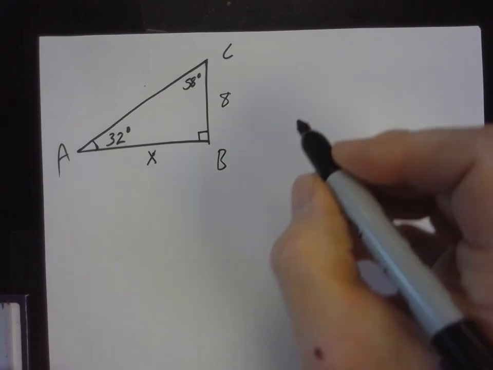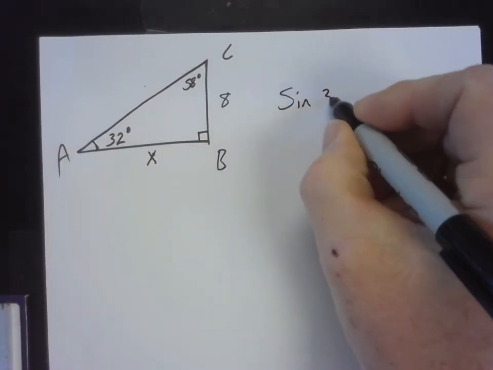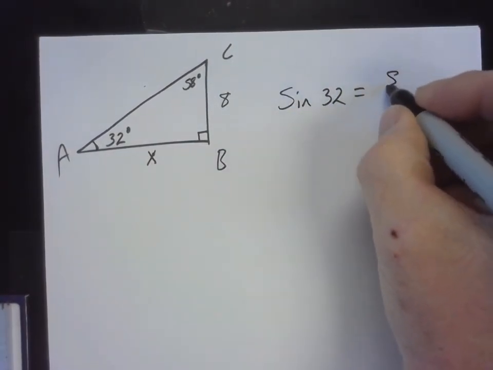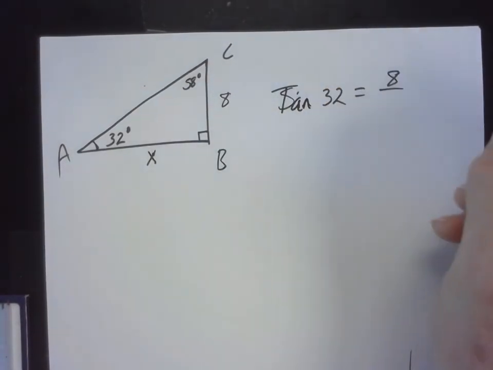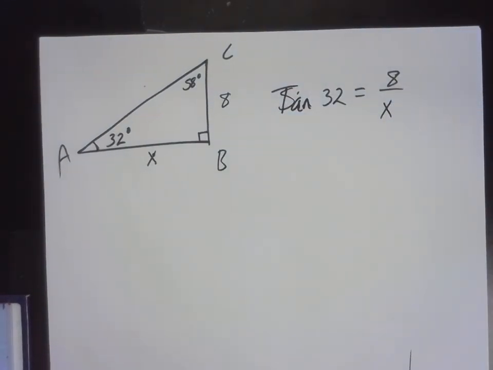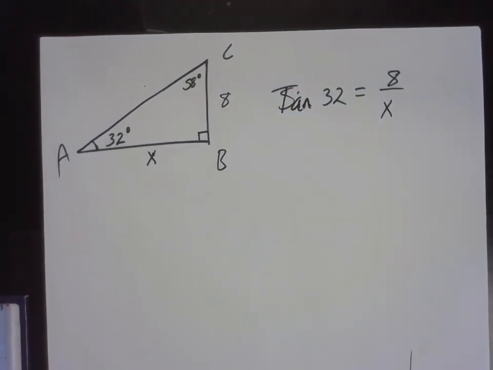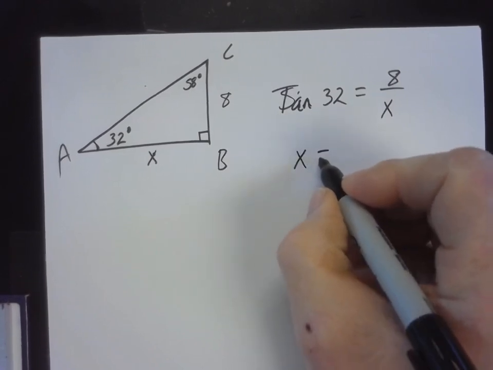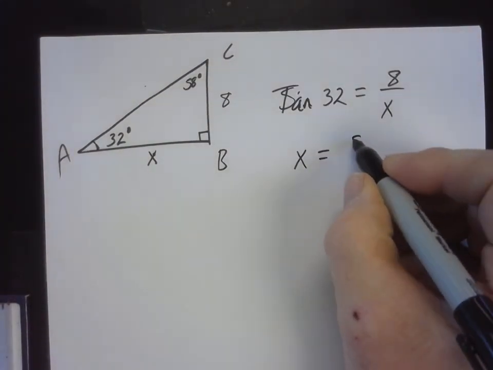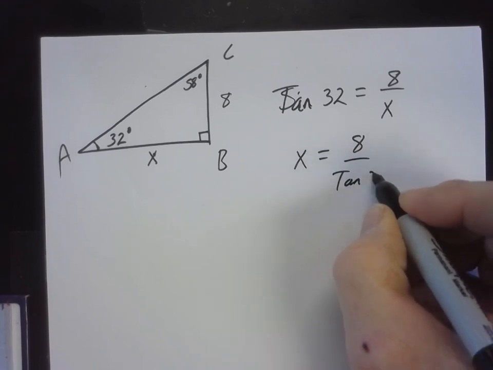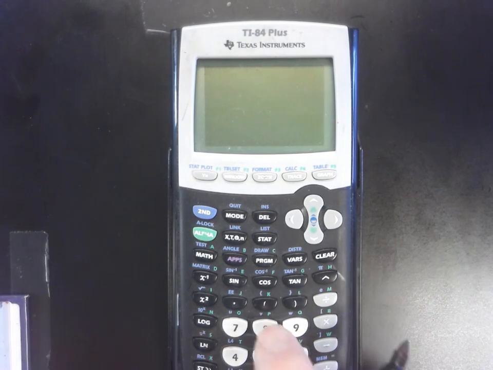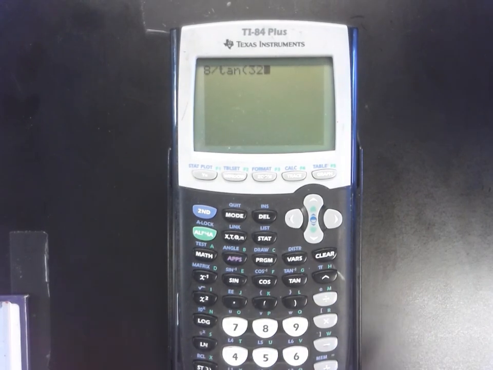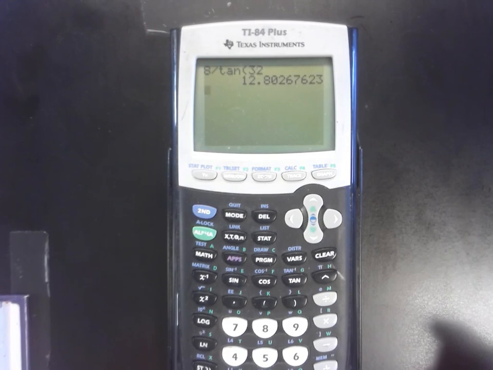Okay. So the sine of 32 degrees equals the opposite over, oh wait, that's tangent. The tangent of 32 degrees equals the opposite over the adjacent. So what does x equal? Okay, 8 over the tangent of 32. So we can get out our handy dandy calculator here. 8 divided by the tangent of 32 degrees. 12 point, we're going to have to round that off and say 12.8.